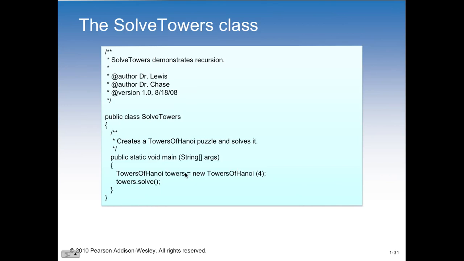Let's take a look at the function call. Public class SolveTowers, where we're going to create the towers of Hanoi. So in main, we've got TowerOfHanoi towers equals new TowerOfHanoi. We're going to put four of them on there. Four disks, I should say. And then we're going to call solve. And solve is going to be the method that we're going to use to solve it.